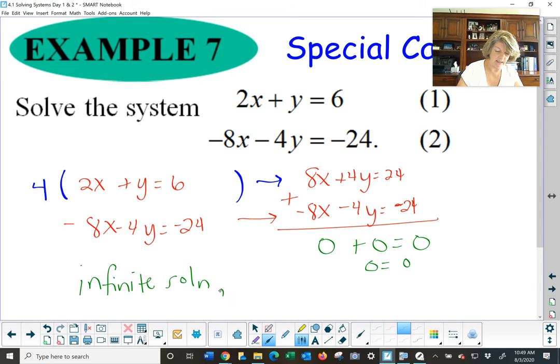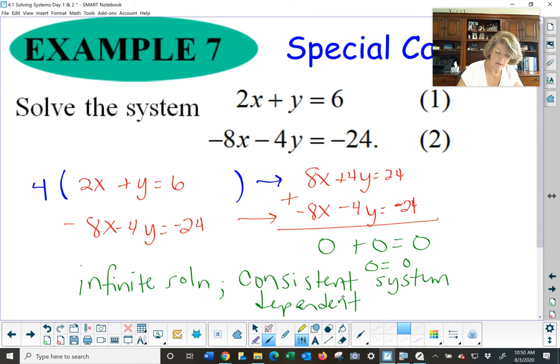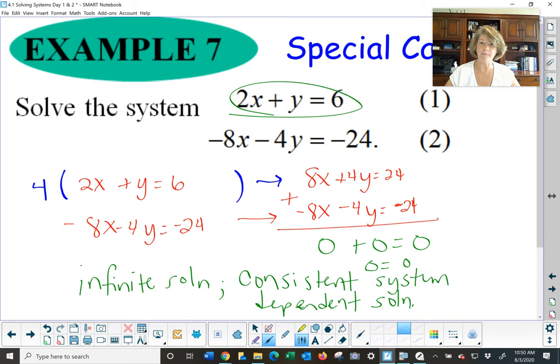This is an inconsistent, no, it's a consistent because we have solutions. It is a consistent equation, a consistent system, and they are dependent. Dependent solutions. They're dependent in that they're on that particular line.